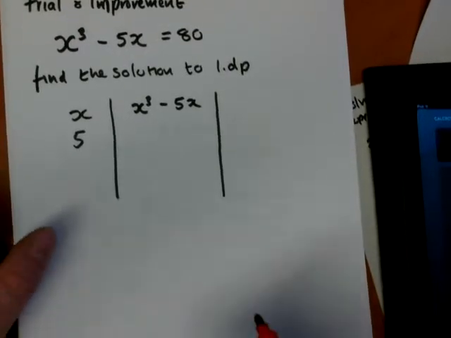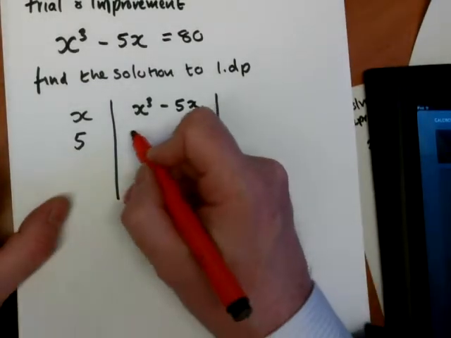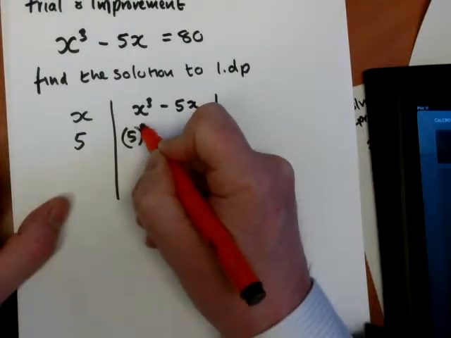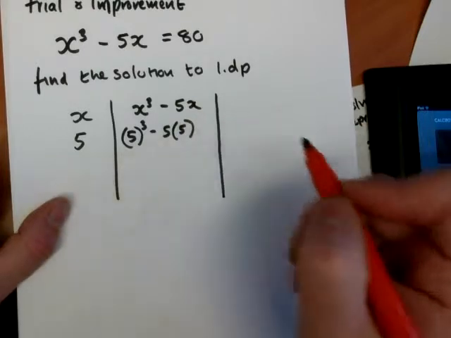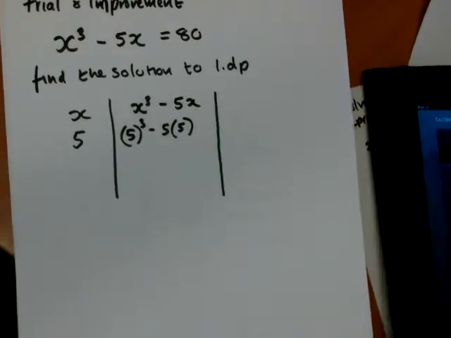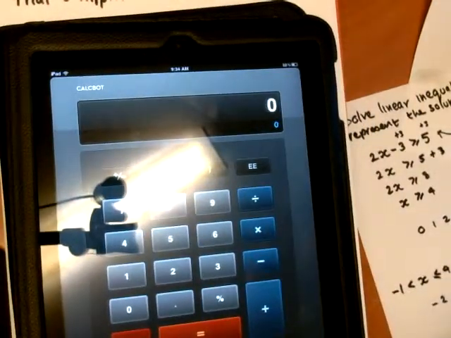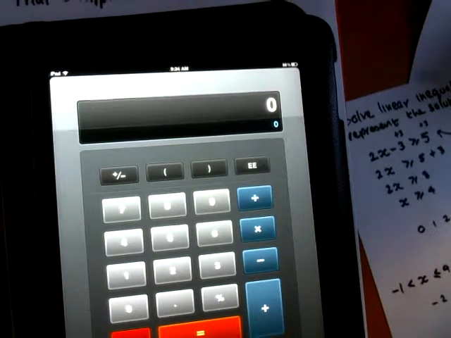So when x is 5, and we're given that as a start, so you don't have to think that up yourself, we need to work out 5 cubed minus 5 times 5 to start with, and see how close to 80 that gets us. I'm going to bring my calculator onto the screen. I can see there's a bit of glare from the light, so I'll quickly turn the light on. And you can now see the calculator.